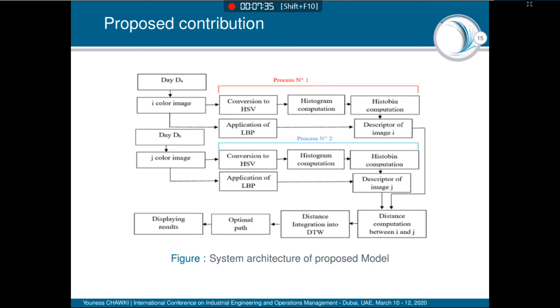This figure summarizes the different stages of our proposed model. So we have day A with process 1 and process 2, and day B, dB, with process 1 and process 2, then distance computation between E and G, distance integration into DTW, optimal path, and displaying results.